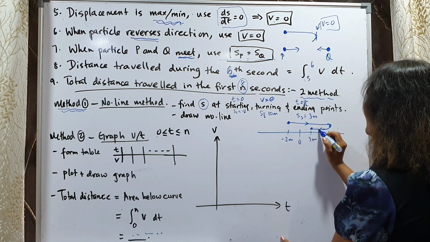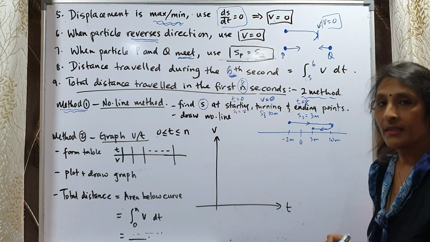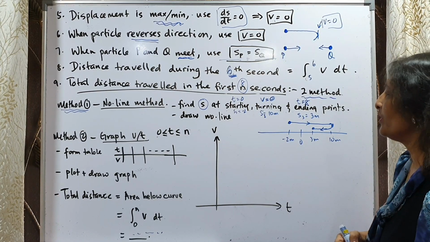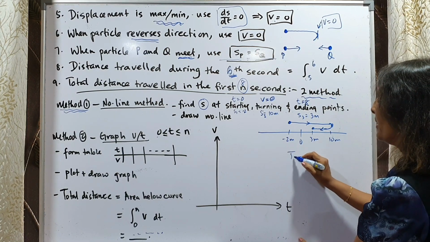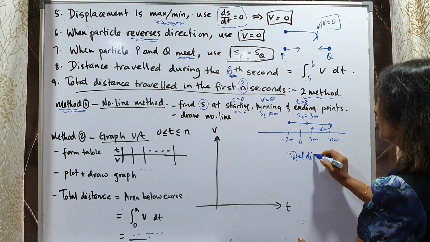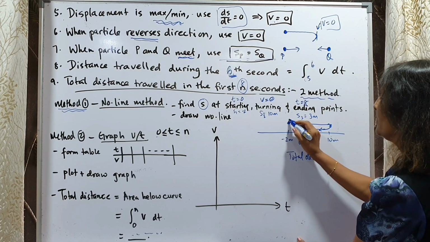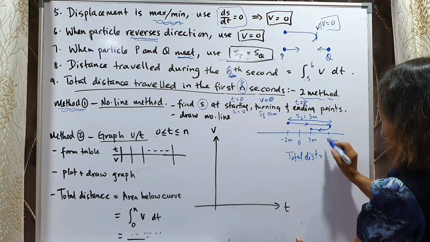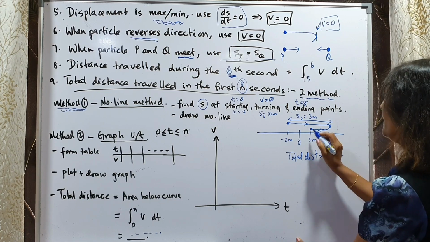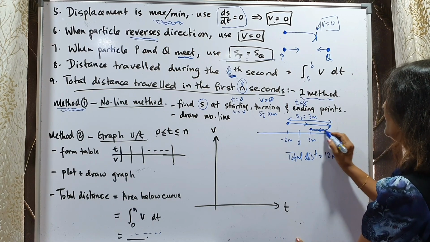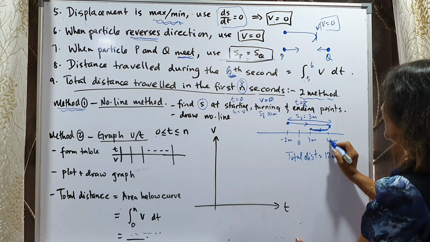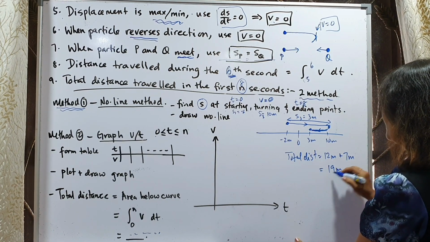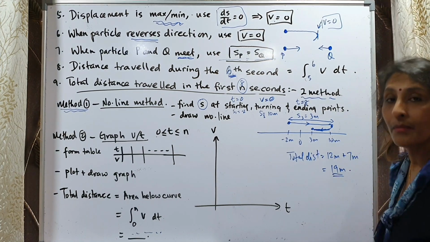So this is the movement of your particle in the first 8 seconds. Then from here you want to find total distance. It's all about adding up the distance from here to here. That is 2 plus 10, that is 12. And from here to here, this part is 10 minus 3, 7. So you get 19 meters as your answer. This is the number line method.